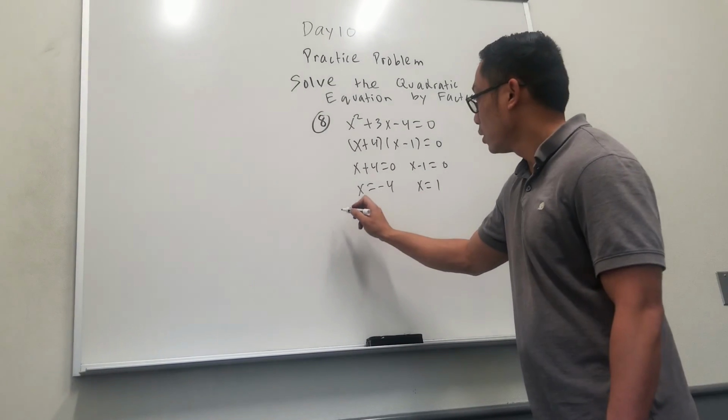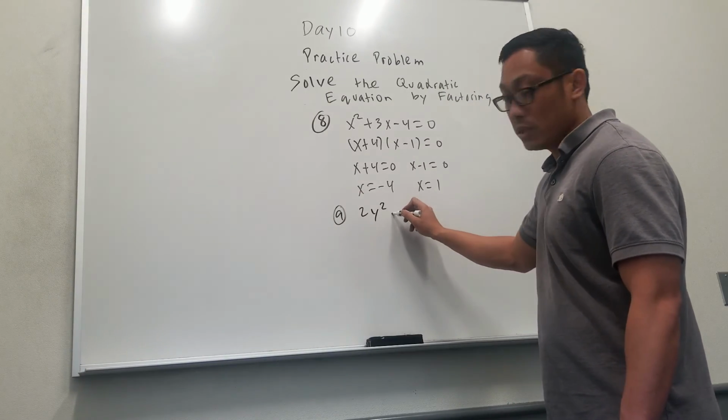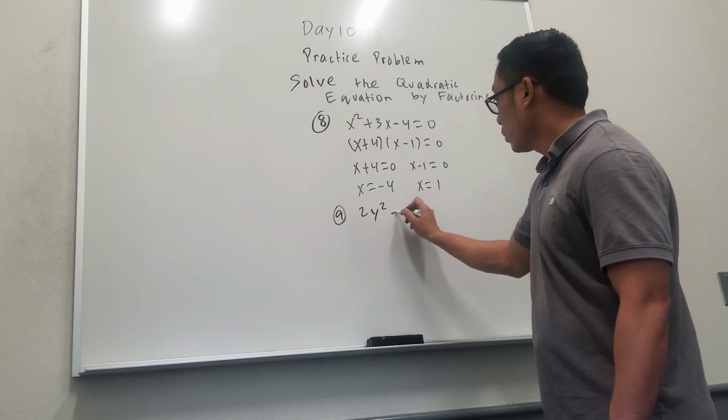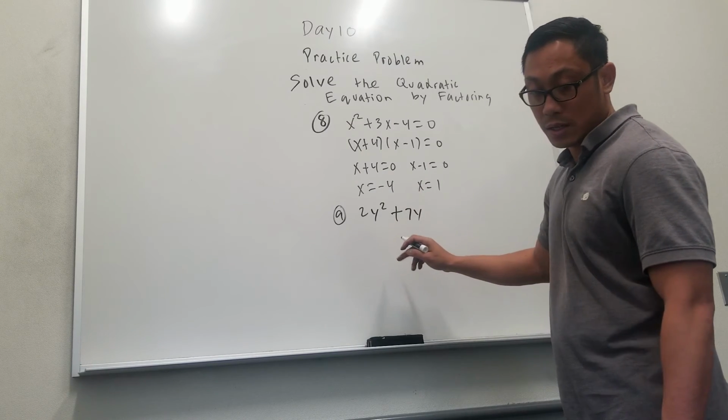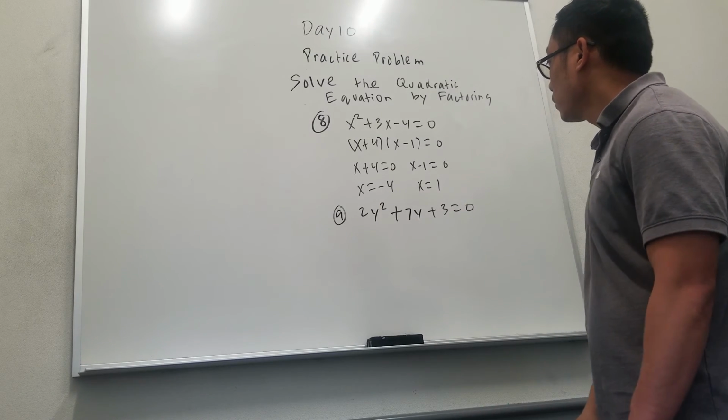Number 9. Let's write 9 here. So I can see 2y squared. So this time we're not solving for x, but we can still solve for it, right? So what do we do? The key is to factor.